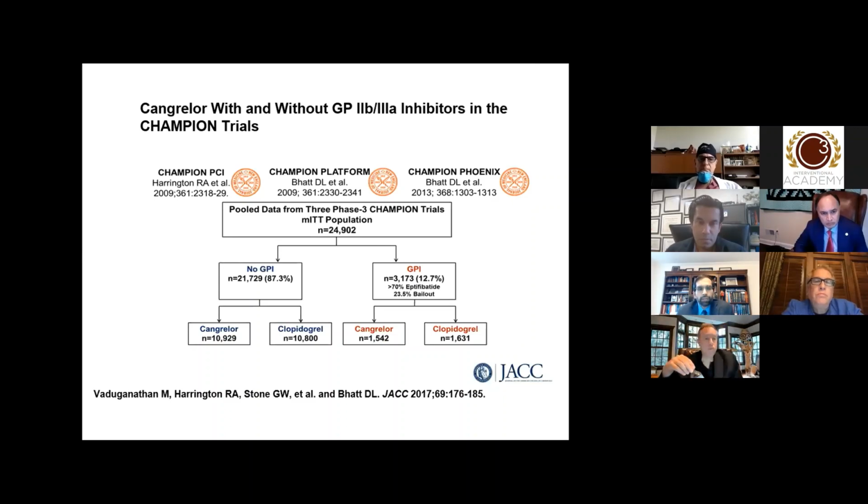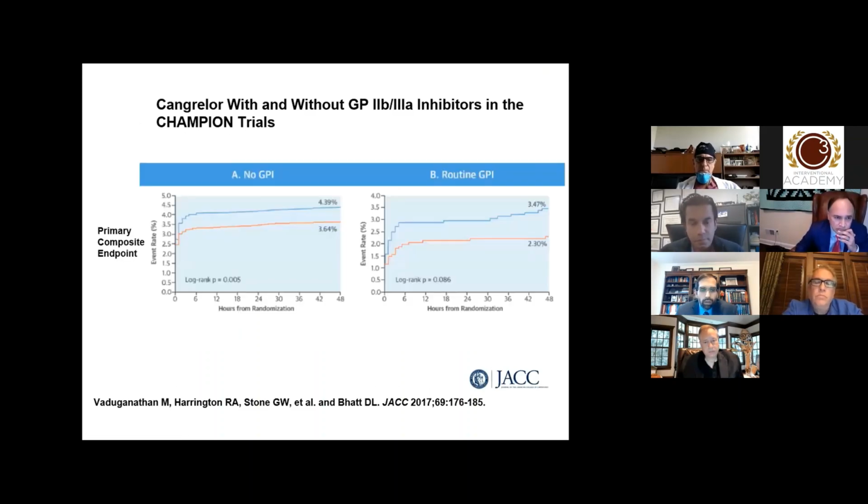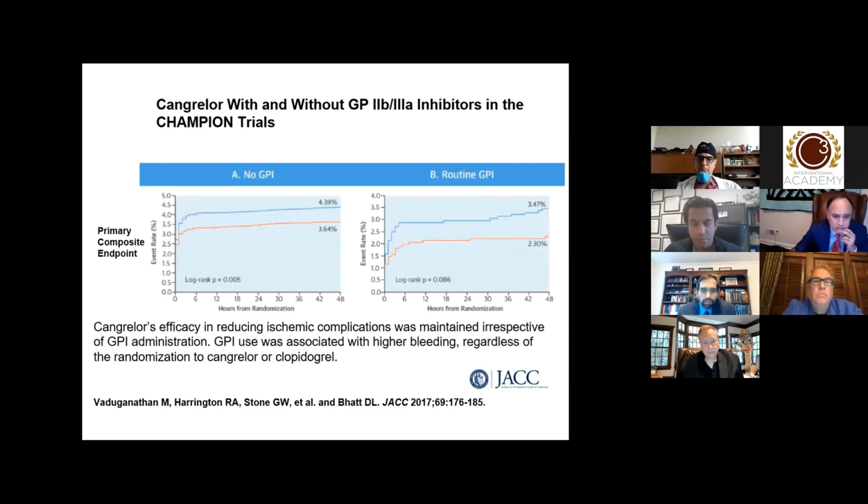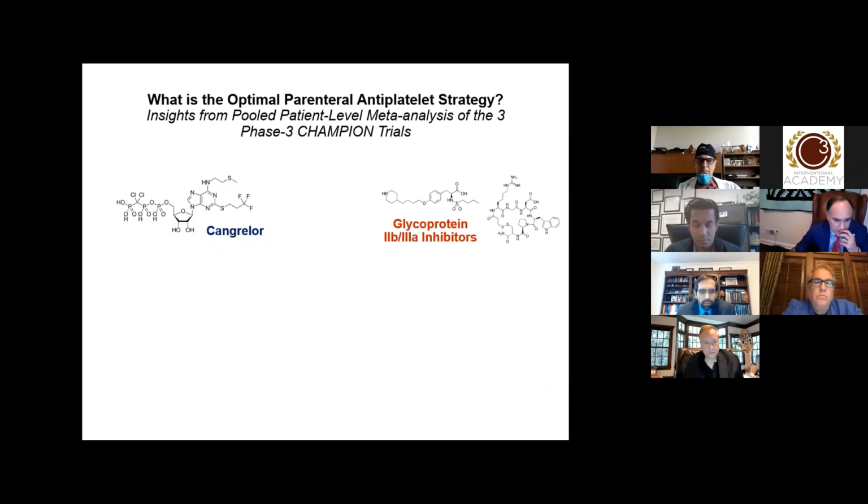A few final points I want to make from the Champion program. We also did have some patients that were treated with 2B3A inhibitors in the trial program, and this basically examines those patients who received or did not receive 2B3A inhibitors, and then looks at the randomization to Kengreal or to clopidogrel. So essentially looking at those without and those with 2B3A inhibitors given. In either case, it turns out that Kengreal beats the control arm, but there was no added benefit to there being a 2B3A inhibitor on board. In fact, it was just associated with higher bleeding, regardless of whether the randomization was to Kengreal or clopidogrel, and consistent with other data sources as well with respect to 2B3A inhibitors and bleeding.